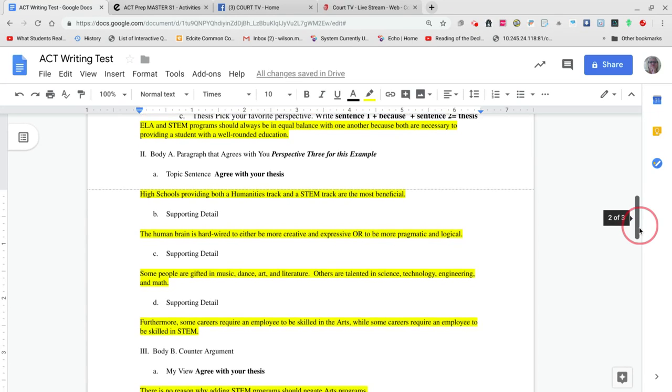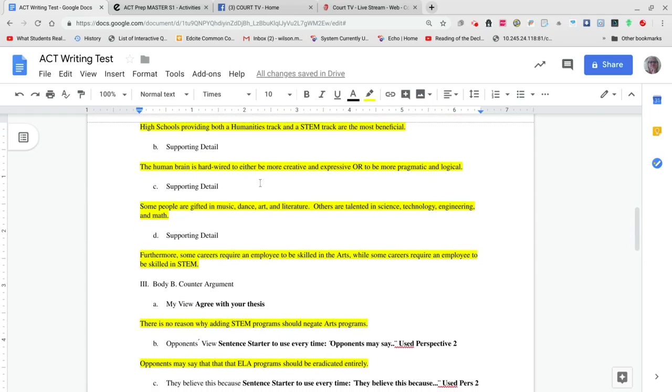And so I'm just coming up with this out of my own brain. The human brain is hardwired to either be more creative and expressive or to be more pragmatic and logical. And then another supporting detail, some people are gifted in music, dance, art, and literature. Others are talented in science, technology, engineering, and math. My last supporting detail, furthermore, some careers require an employee to be skilled in the arts, while some careers require an employee to be skilled in STEM.